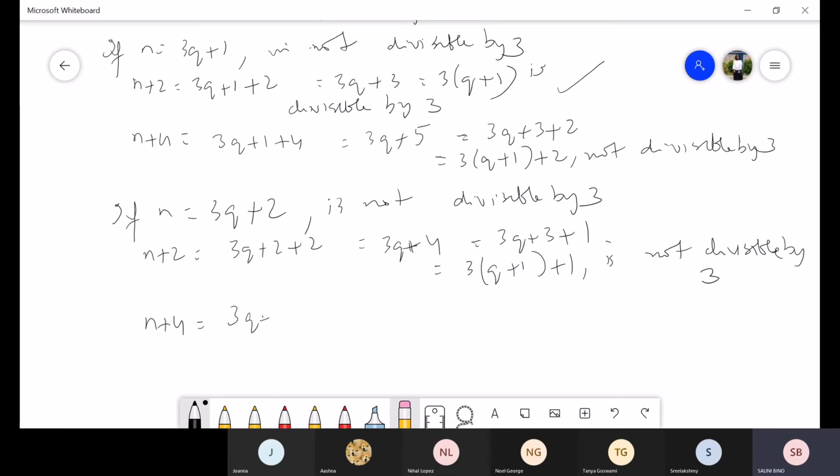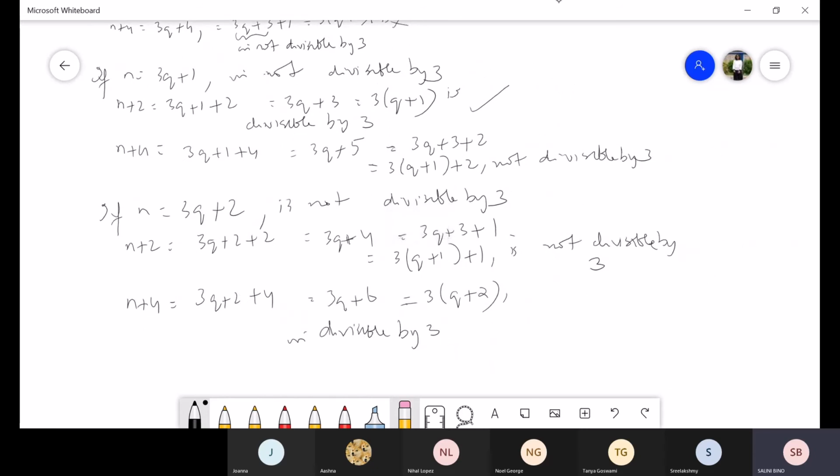Now n plus 4. n is 3q plus 2 plus 4, so you will get 3q plus 6. When I take 3 as common factor, I will get 3 into q plus 2. Definitely 3 into some number means it will be divisible by 3. So what you have to understand is that when I took n equal to 3q plus 2, this is not divisible, this is not divisible, and only one is divisible. That is what we have to prove.